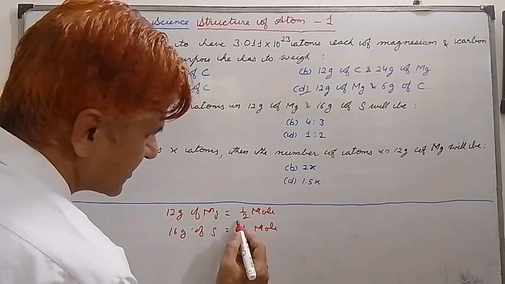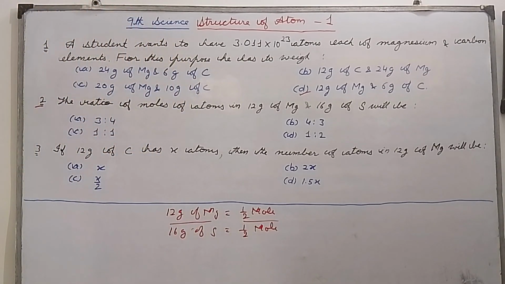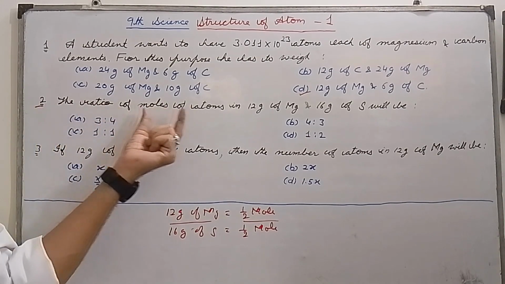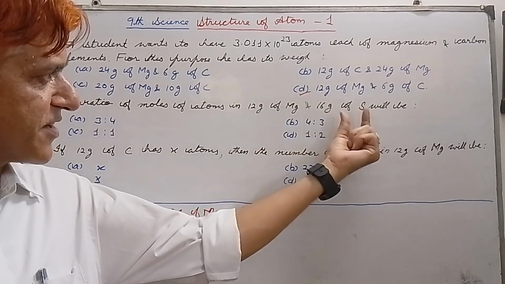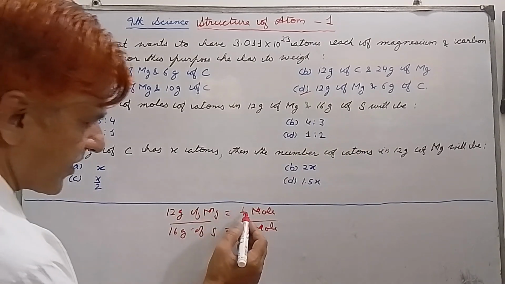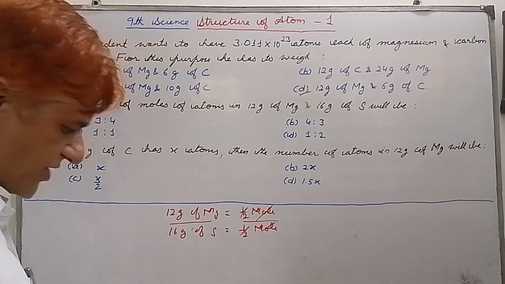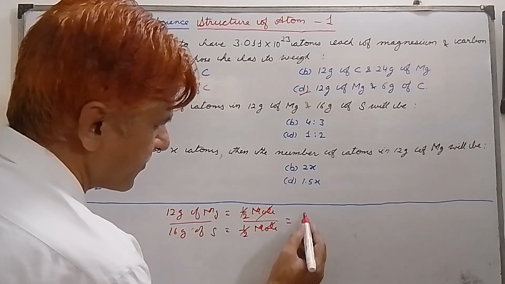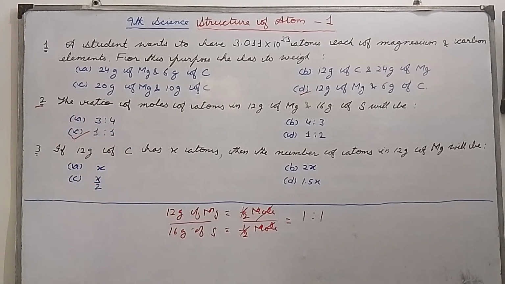So when you divide these and you will find the ratio of moles of atoms in 12 gram of magnesium and 16 gram of sulfur, then half and half get cancelled, mole and mole will also get cancelled. So you will have 1:1. So C is the correct option.